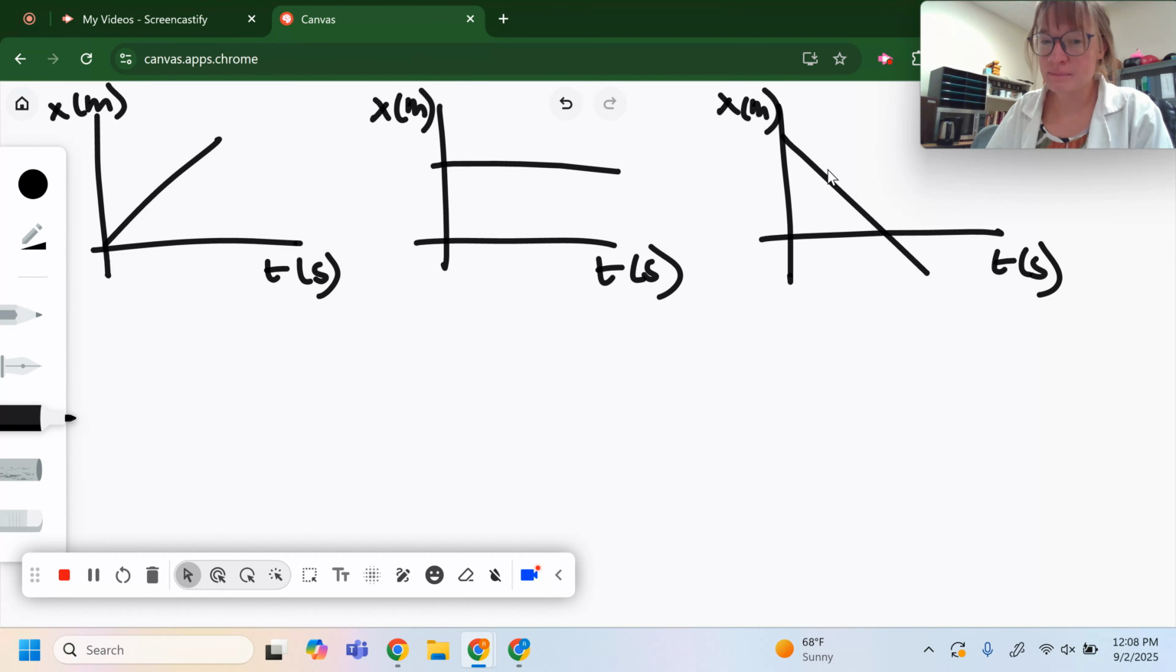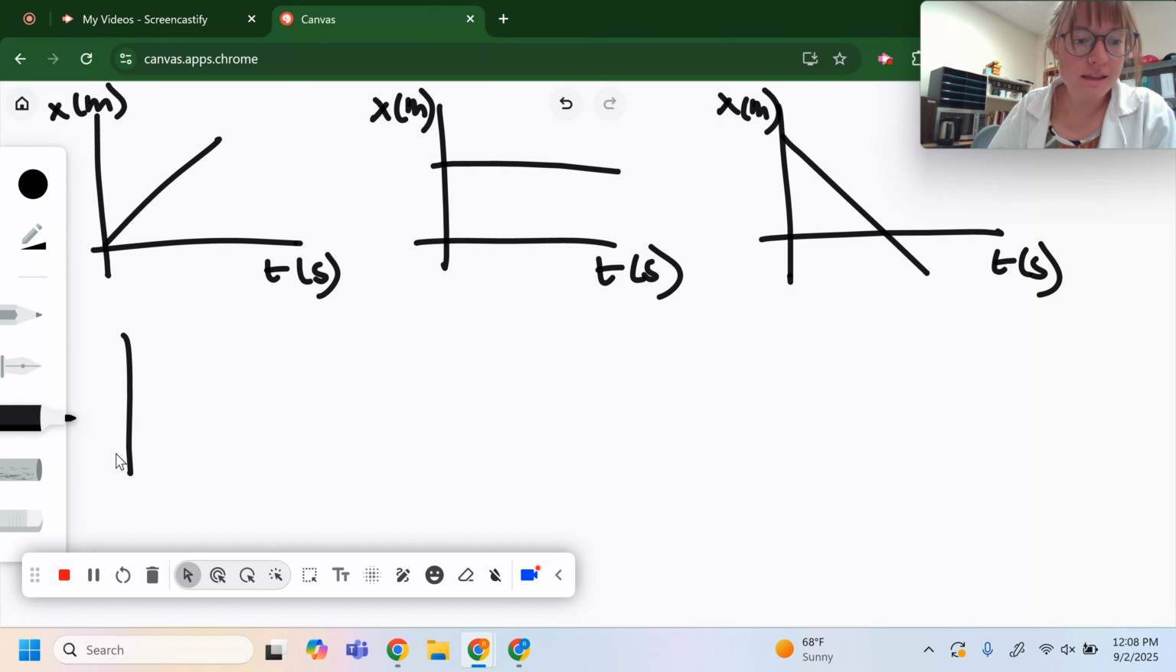I know that it's moving backwards for a few other reasons. First, because the slope of this graph is a negative slope, and a negative slope means a backwards moving thing. So this thing is moving backwards. It also shows me that it's moving at a constant speed because it's a nice straight line.